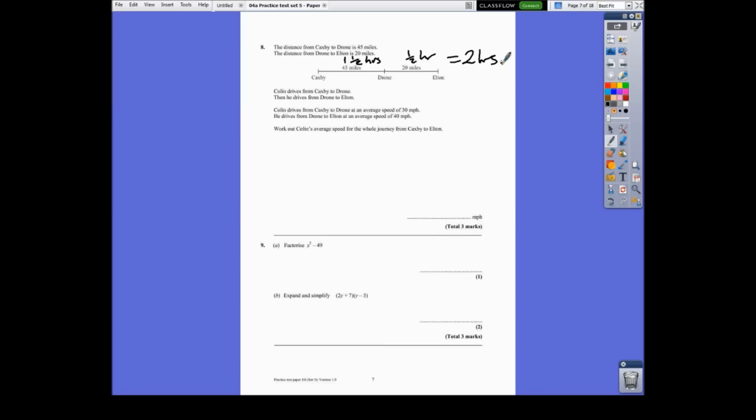So altogether, he has got 65 miles to cover in 2 hours. So speed equals distance over time, so we need to do 65 miles divided by 2 hours, which would be 32.5 miles per hour.